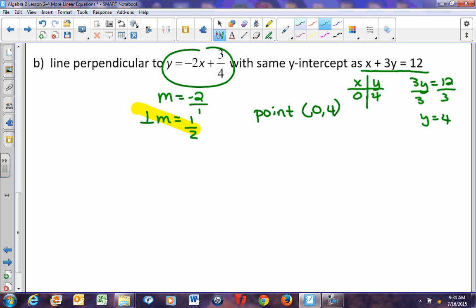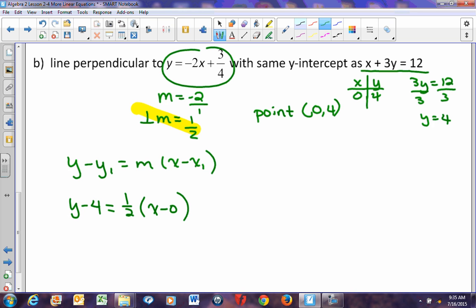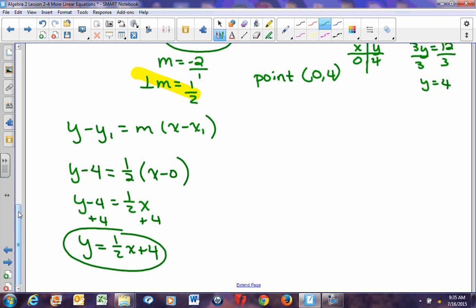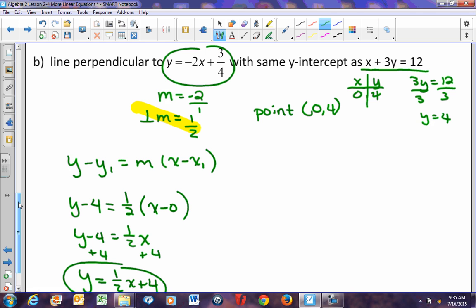So there's my point, here's my slope, I can write my equation. y minus y1 equals m times x minus x1, so I'm going to be simply plugging in. y minus 4 equals, my slope is 1/2, parentheses x minus 0. So y minus 4 equals 1/2 x, because 1/2 times 0 is 0. Add 4 on both sides. We end up with our equation being y equals 1/2 x plus 4. And that is the equation of the line that is perpendicular to y equals negative 2x plus 3/4 and has the same y-intercept.